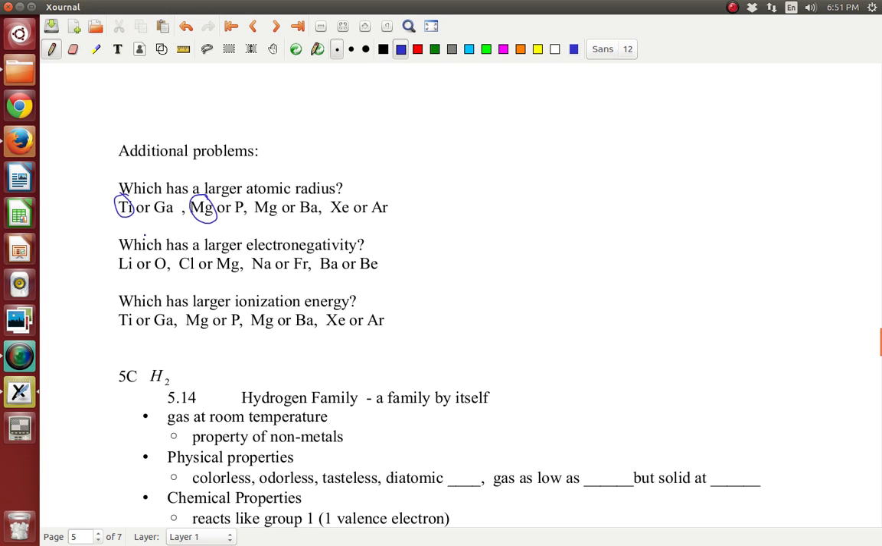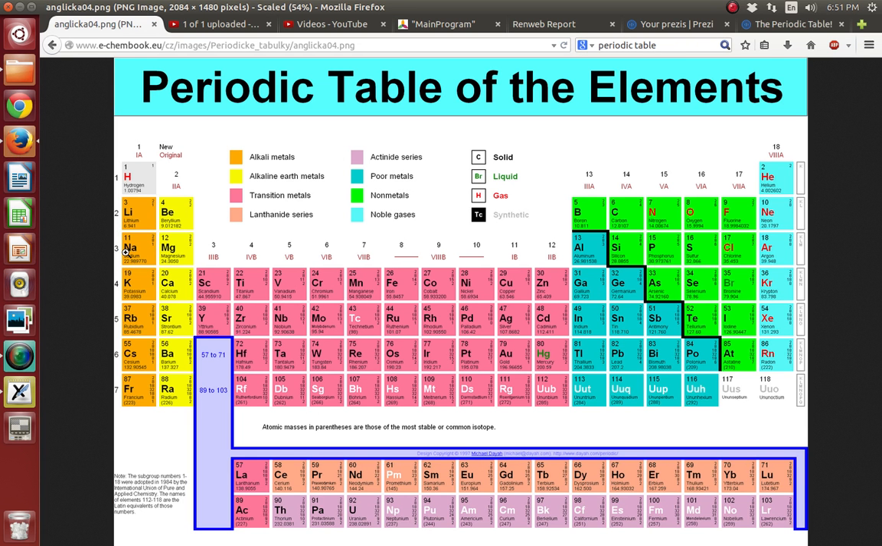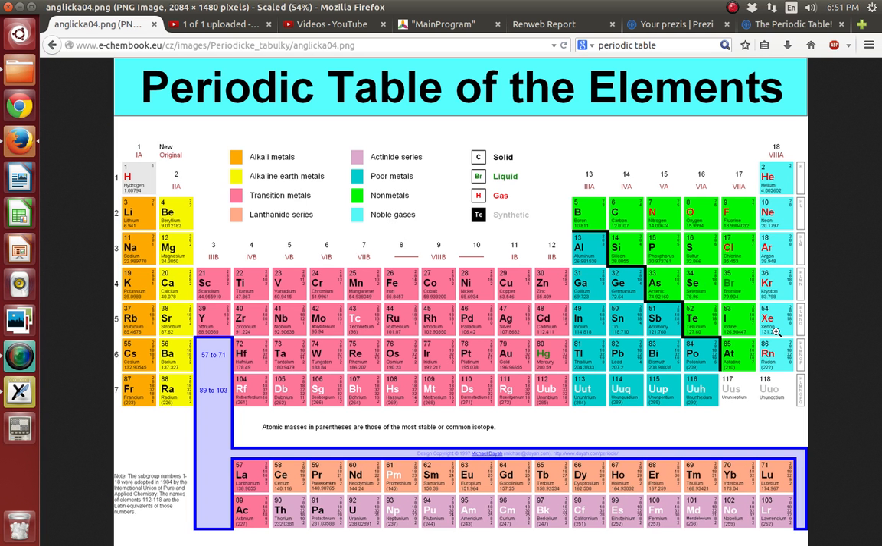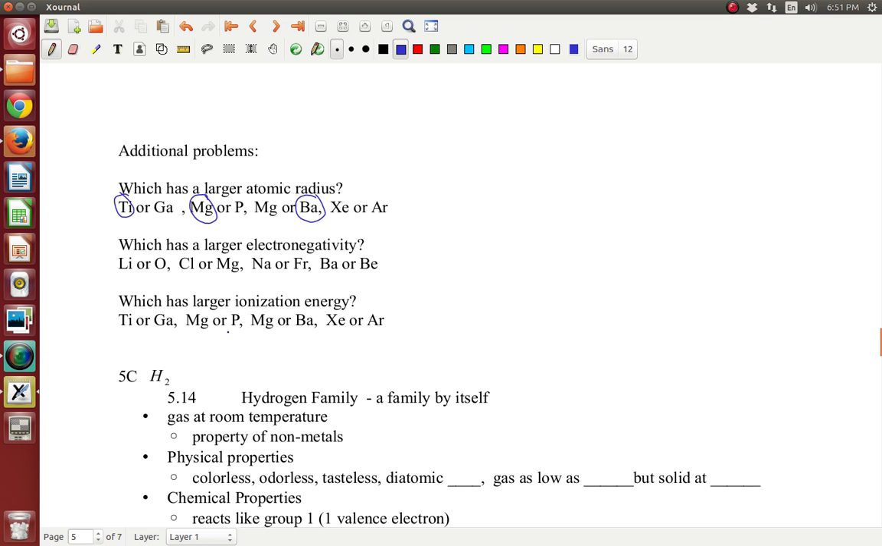Which is larger, magnesium or barium? Magnesium has 3 energy levels, barium has 6. Well, if it has more energy levels, it's automatically bigger. So barium is larger. Which is larger, xenon or argon? Xenon has more energy levels. It has 5 energy levels. Argon has 3 energy levels. So xenon is automatically larger.